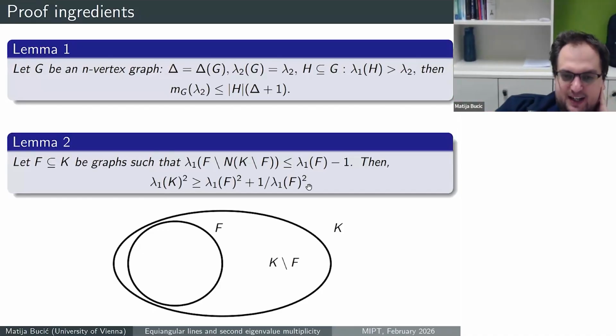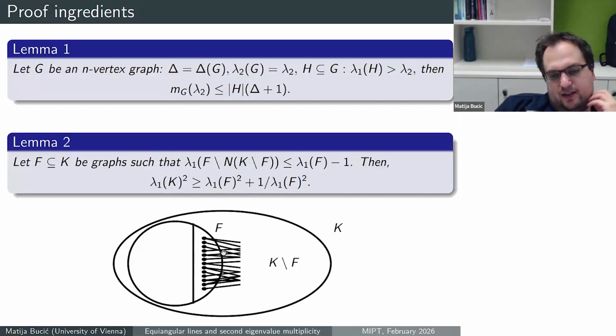And what it's really saying, let me decode it in terms of the picture, is that you look at the boundary vertices of the small subgraph. What do I mean by that? These are all the vertices that send at least one edge out of it. You delete them, and you get the leftover of the small graph. This is what's inside here. If you can tell me that this leftover has the largest eigenvalue being a little bit smaller than the largest eigenvalue of this subgraph, then you will get a much bigger increase than Nikiforov tells you when you grow from F to this bigger graph.